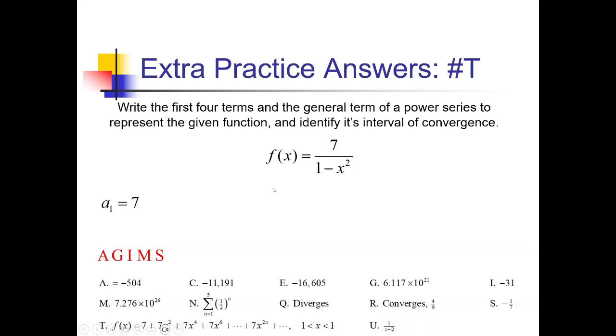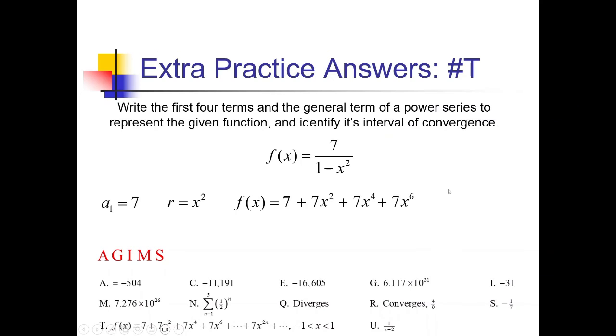It's 1 minus x squared instead of 1 minus r. So I'm going to say my r value is x squared. And with these problems, it's okay if it's a variable instead of a constant. This is considered a constant, perhaps, for our purposes anyway. So getting my first term, I've got 7. That was easy enough. And then to get the rest of the terms, I have to keep multiplying by x squared. So we have a plus 7x squared plus 7x to the, let me think, I add the exponents, so that's x to the 4th. And then we have 7x to the 6th, and so on and so forth.